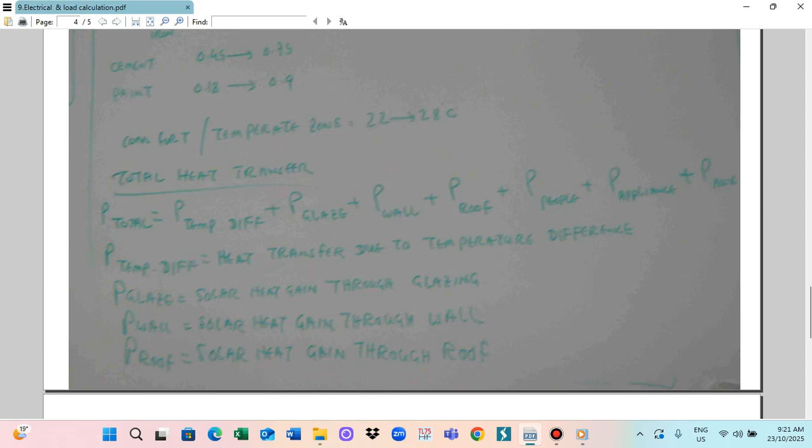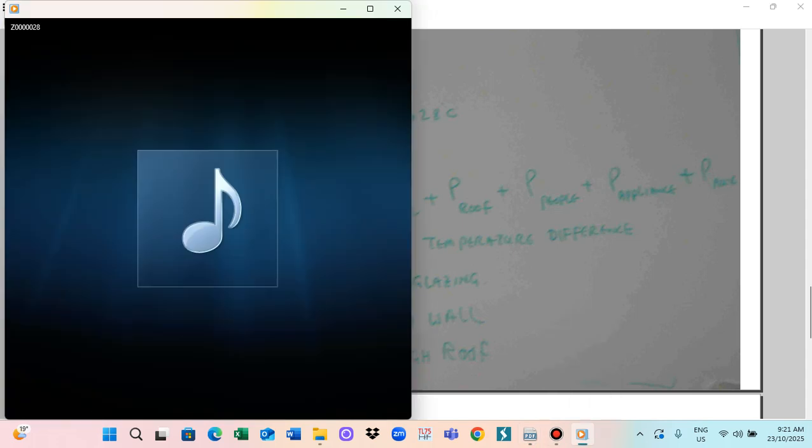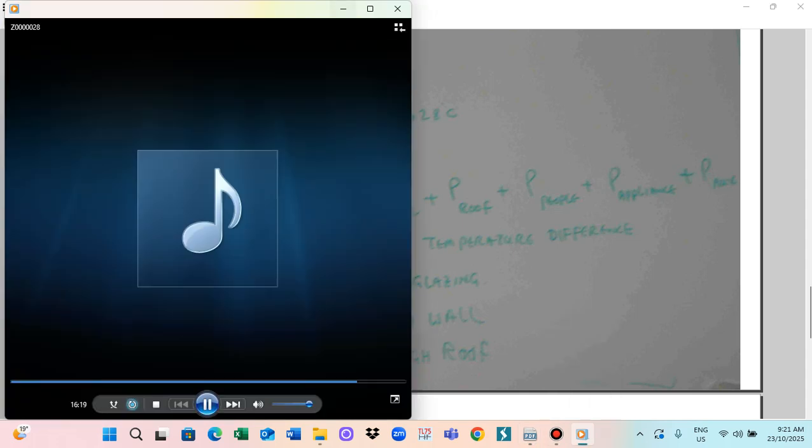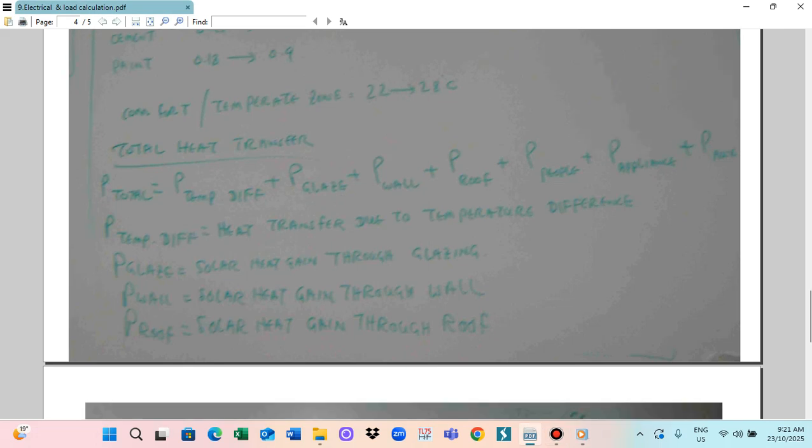Then we say there are two parts. One is the building mass heat gain or loss, and another one is the air heat gain or loss. Then that leads first to the change in air temperature.